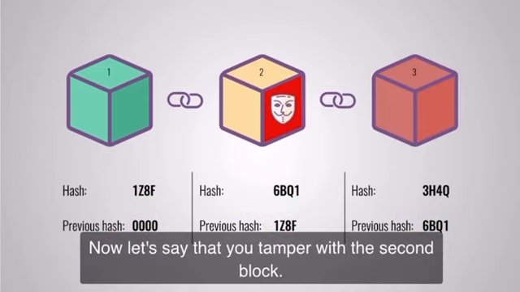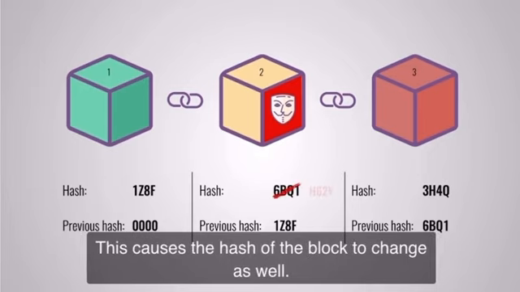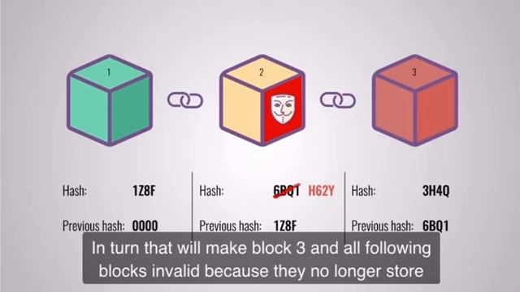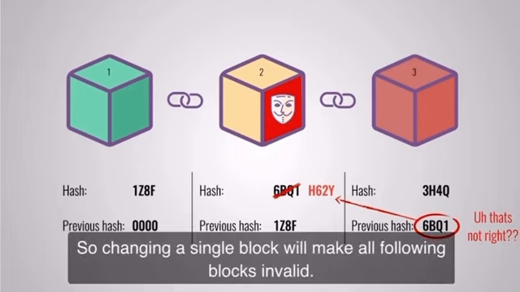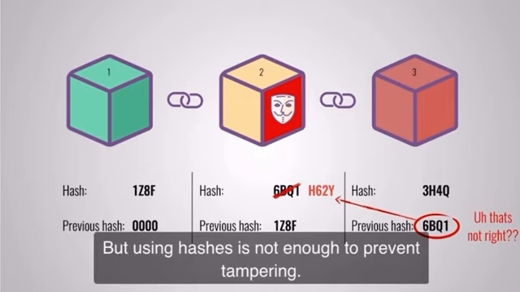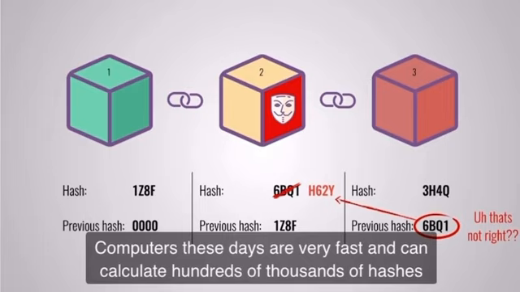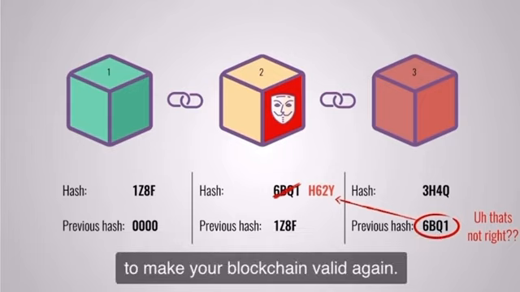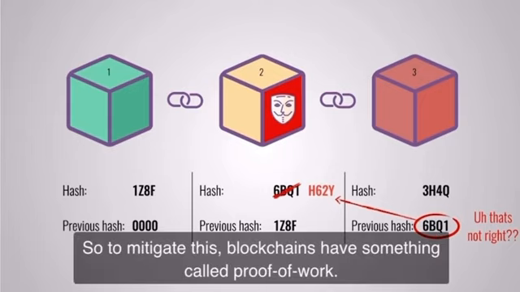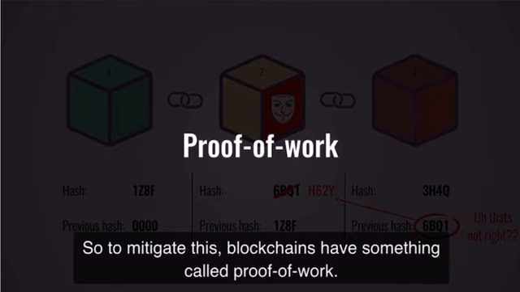Now let's say that you tamper with the second block. This causes the hash of the block to change as well. In turn, that will make block 3 and all following blocks invalid because they no longer store a valid hash of the previous block. So changing a single block will make all following blocks invalid. But using hashes is not enough to prevent tampering. Computers these days are very fast and can calculate hundreds of thousands of hashes per second. You could effectively tamper with a block and recalculate all the hashes of other blocks to make your blockchain valid again.